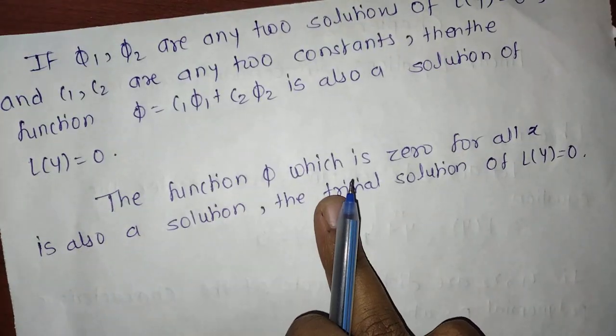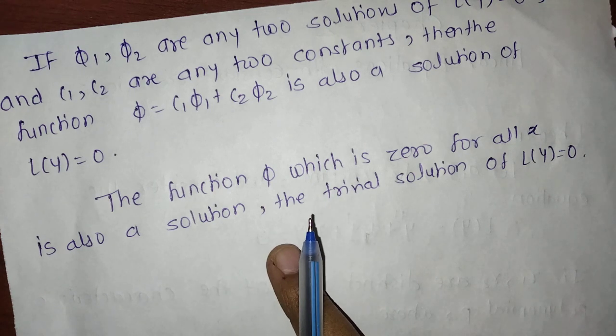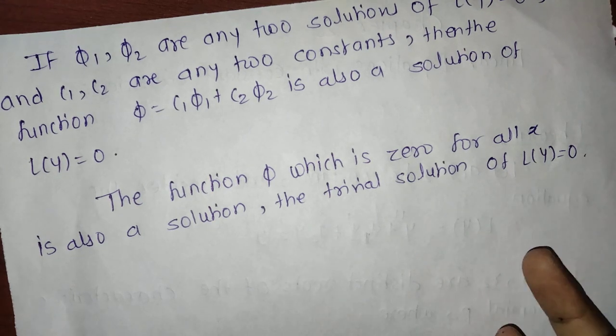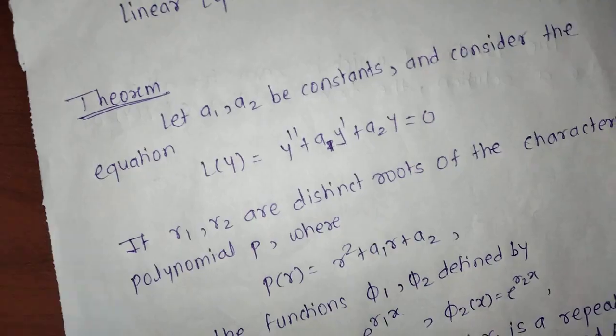The function phi which is 0 for all x is also a solution. When phi is equal to 0 we call it the trivial solution of L of y equal to 0. 0 is also a solution of the differential equation. Also 0 is called the trivial solution. Next, there are some examples on this theorem.